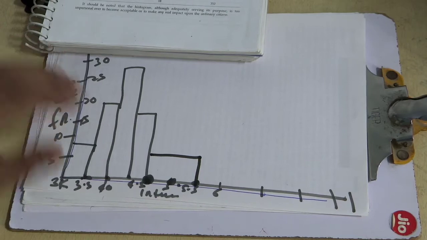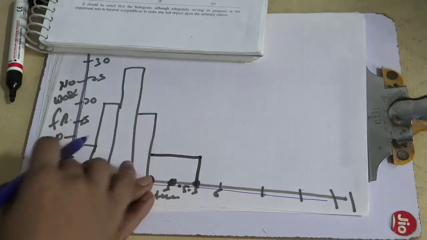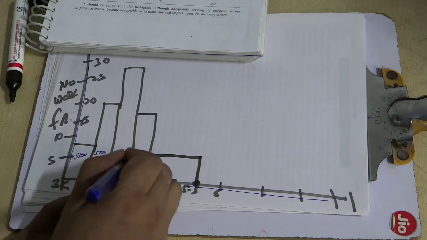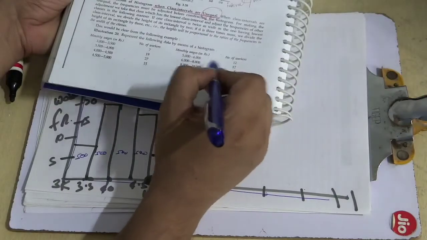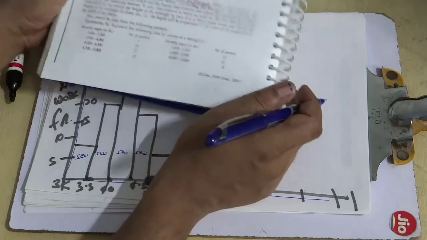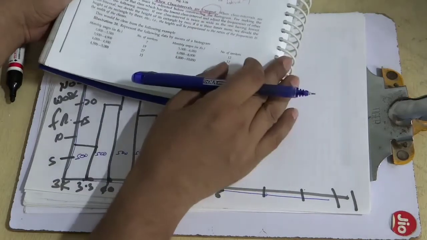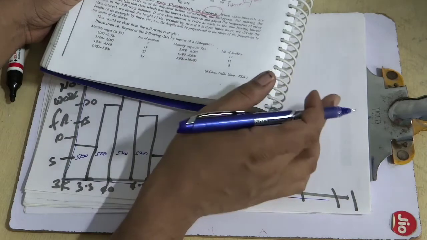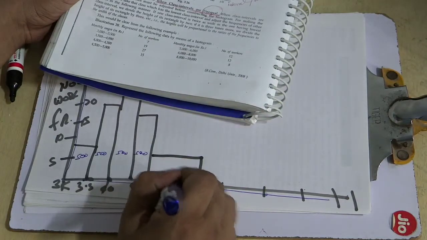5000 to 6000. Why is this divided by 2? Because we are drawing here with the class interval of 500. But here you can find the class interval of 5000 to 6000, that is 1000. So we have to scale down to 500. So 500 plus 500 will give 1000. So how can we draw the class interval of 1000? That is, this is 500 and 500.